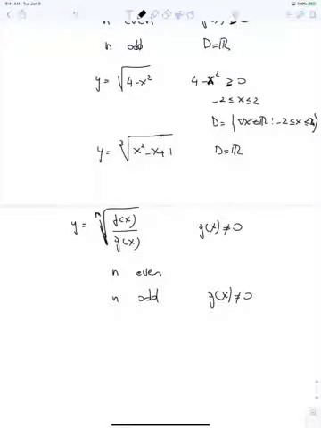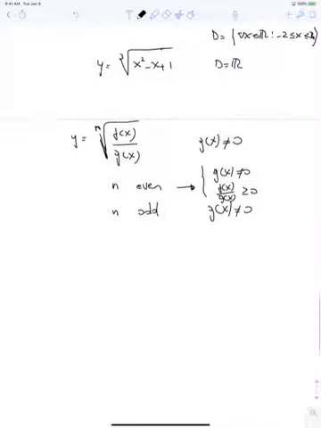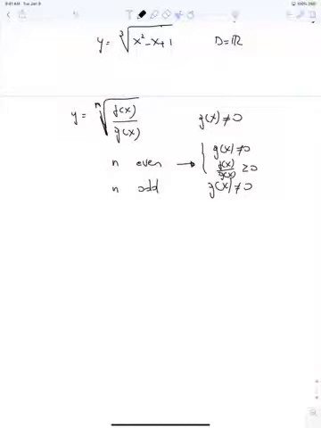If n is even, well, then we have to impose that g of x is not equal to 0, and that f of x divided by g of x has to be greater than or equal to 0. So for an even root, we have to impose that the argument of the root is greater than or equal to 0, and if there's a fraction, we have to impose that the denominator is not equal to 0.